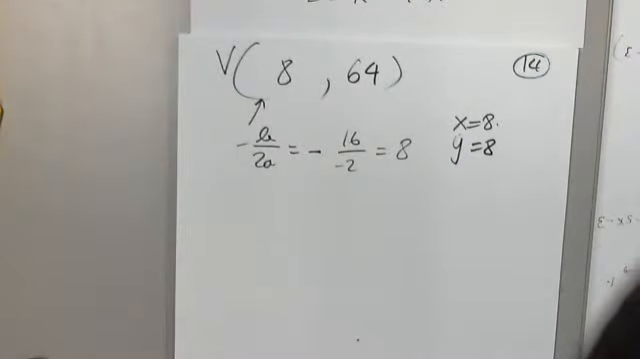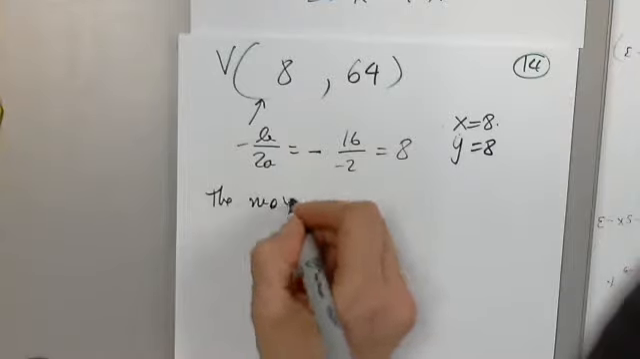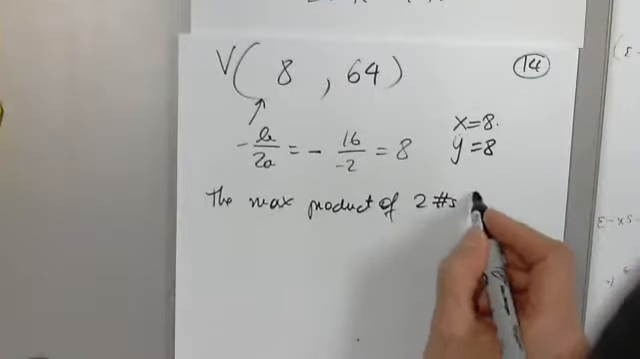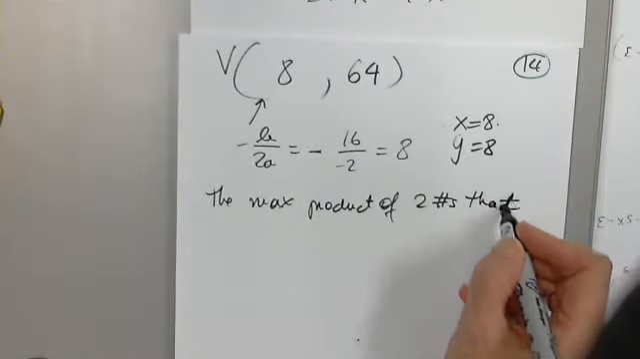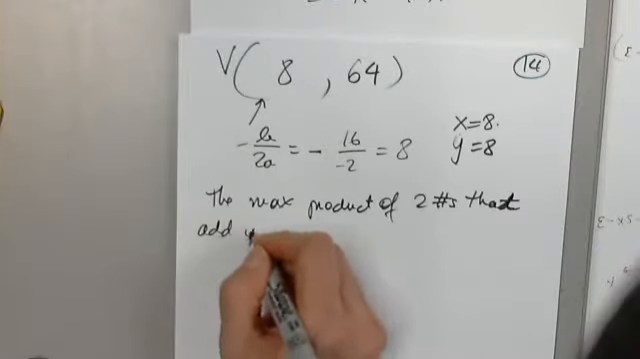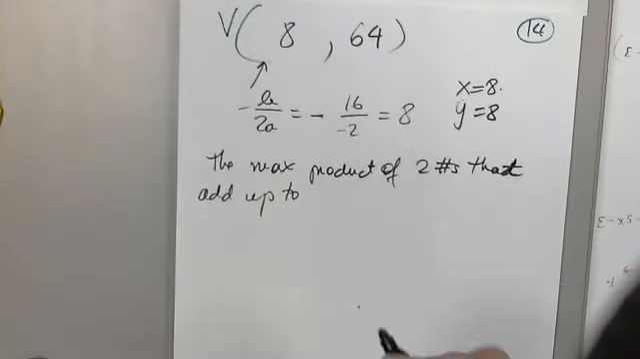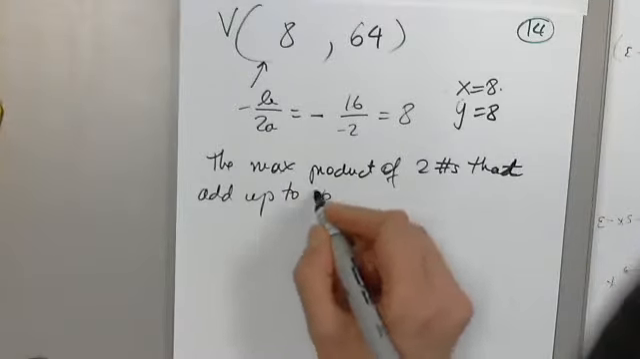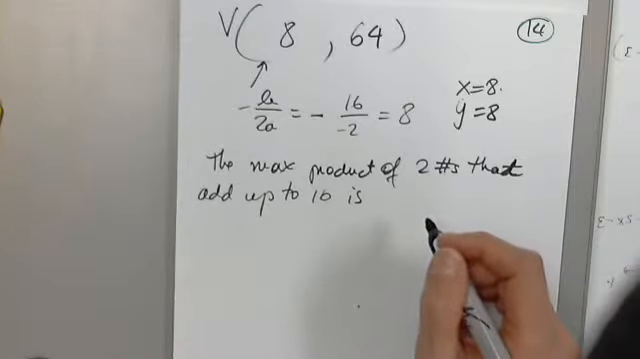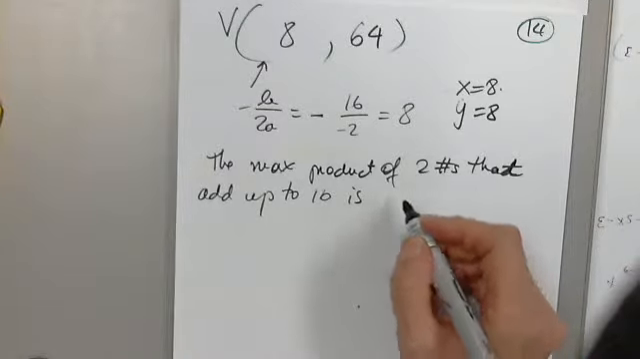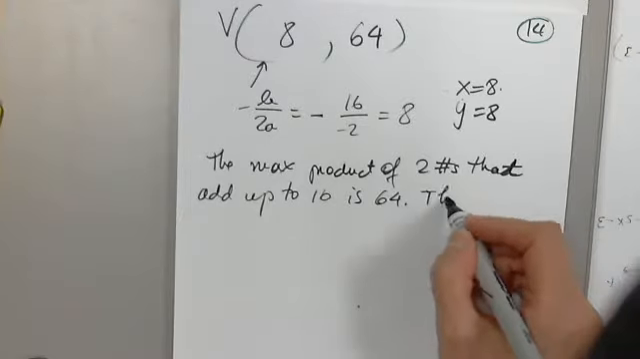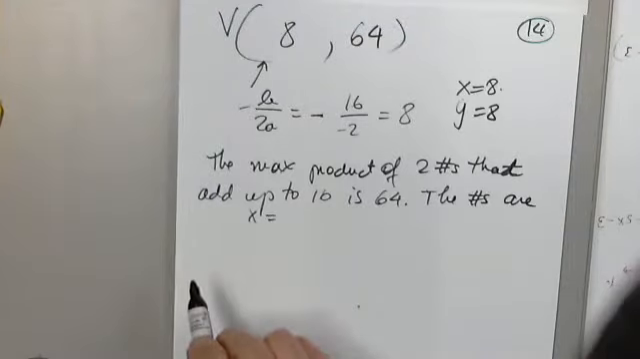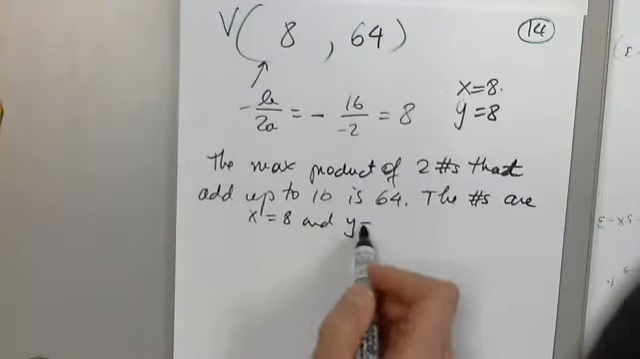So here's the final answer. The maximum product of two numbers that add up to t is 64. Full stop. The numbers are x equals and y equals.